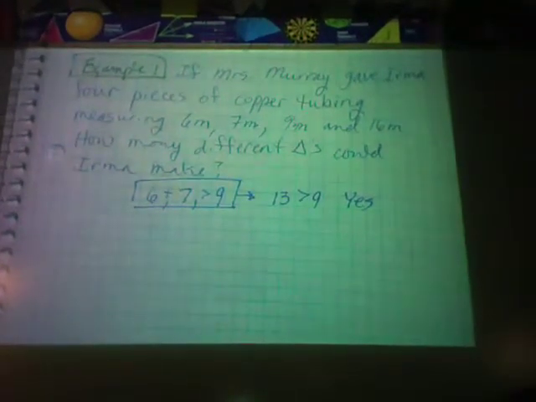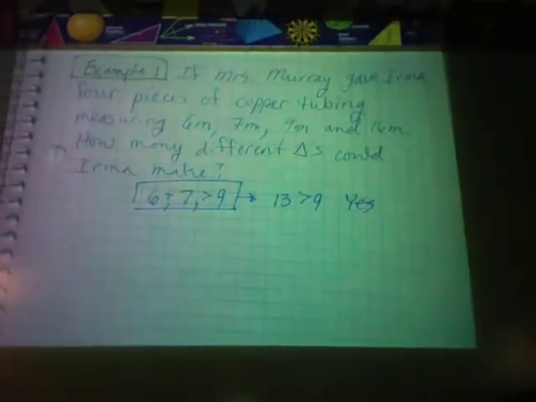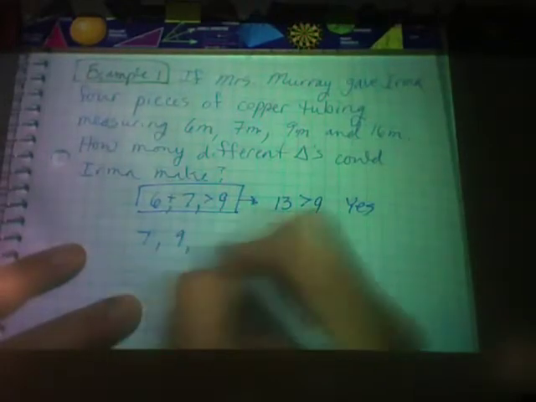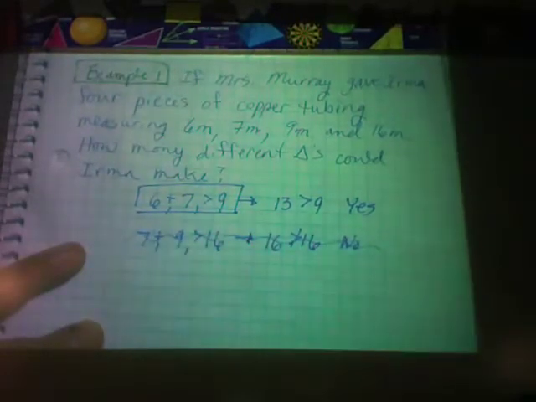What's another one? 16, 7, and 9. So I'm going to put them in order from smallest to largest: 7, 9, and 16. So we want to add those two and make sure that they're bigger. What's 7 plus 9? Is 16 greater than 16? No. So we can't use that combination.